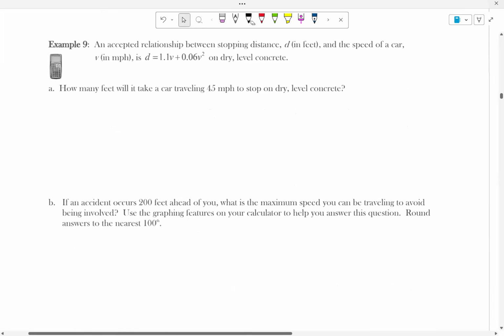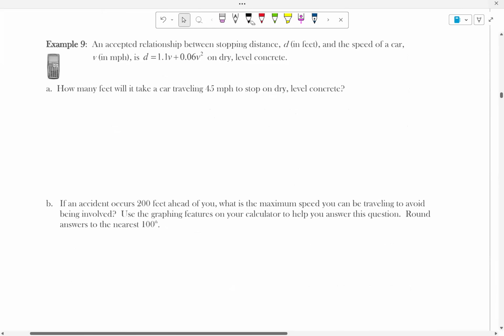Example 9, an accepted relationship between stopping distance d in feet and the speed of a car v in miles per hour is d equals 1.1v plus 0.06v squared on dry, level concrete. How many feet will it take a car traveling 45 miles per hour to stop on dry, level concrete? Okay, 45 miles per hour.